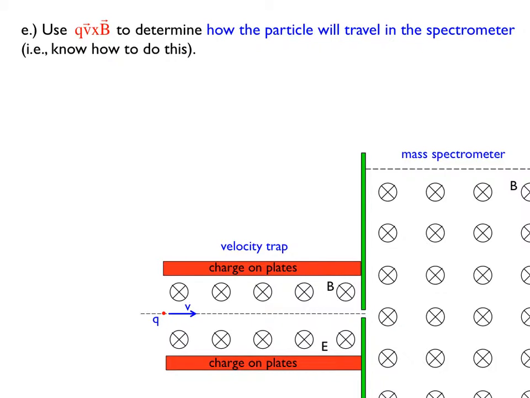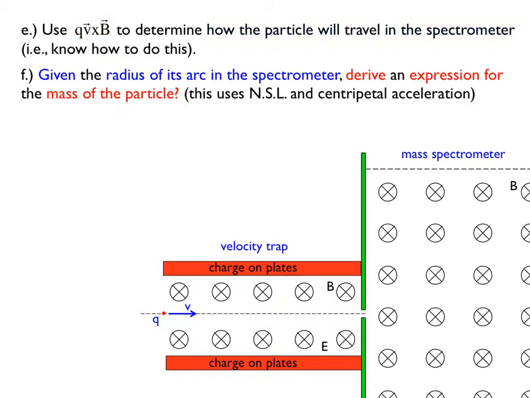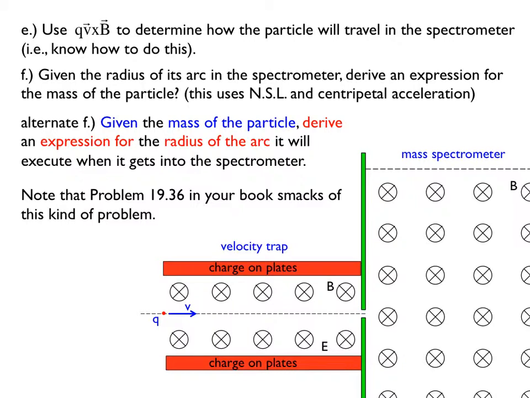You should be able to use QV crossed into B in a right-hand rule to determine how the particle is going to travel when it gets into the spectrometer. It's either going to go this way or this way. You ought to be able to use the right-hand rule to figure that out. Given the radius of the arc in the spectrometer, you should be able to derive an expression for the mass. This is basically a Newton's second law and centripetal acceleration problem. As an alternative, I could give you the mass of the particle and ask you to derive an expression for the radius of the arc.